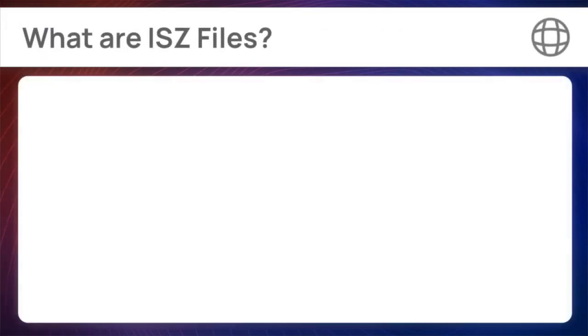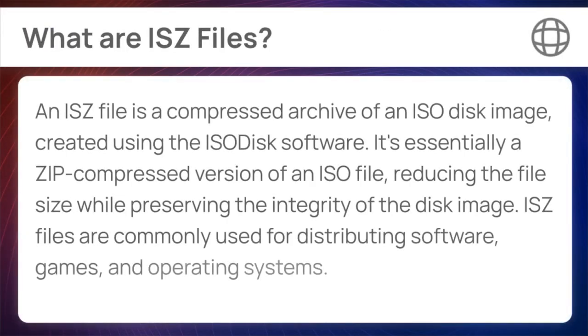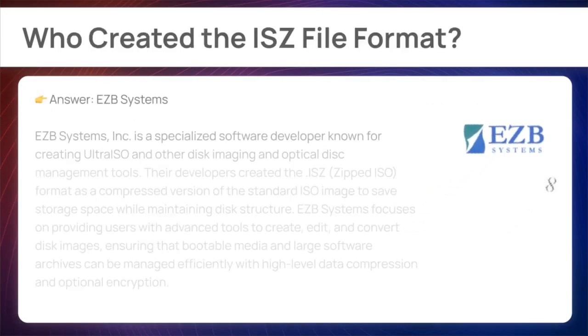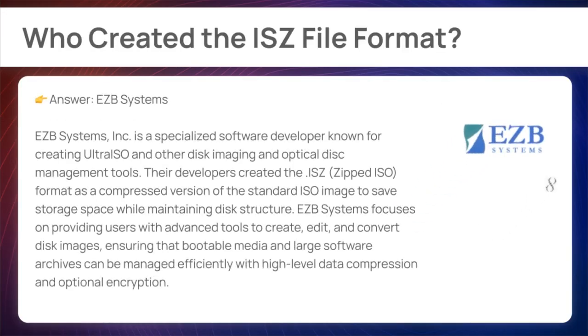An ISZ file is a compressed archive of an ISODisk image, created using the ISODisk software. It's essentially a zip-compressed version of an ISO file, reducing the file size while preserving the integrity of the disk image. ISZ files are commonly used for distributing software, games, and operating systems.